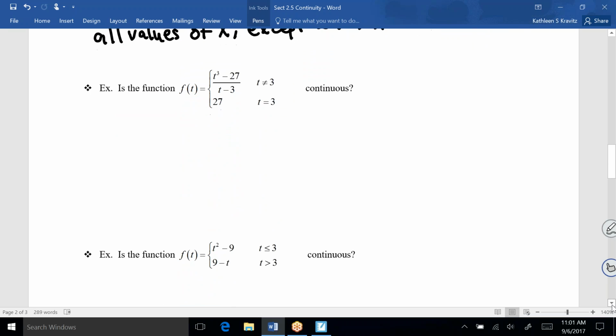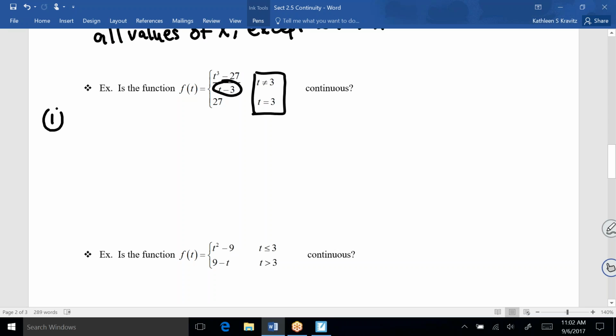So the first function is a piecewise defined function. It's composed of two parts. The first part is that rational function, t cubed minus 27 over t minus 3. And then the second part is f of t is equal to 27 when t is equal to 3. So the problem, again, is going to come with that denominator. We have to be careful of that denominator not being equal to 0. So any potential problems are going to occur when t is equal to 3 here. That's the thing that we have to look out for.